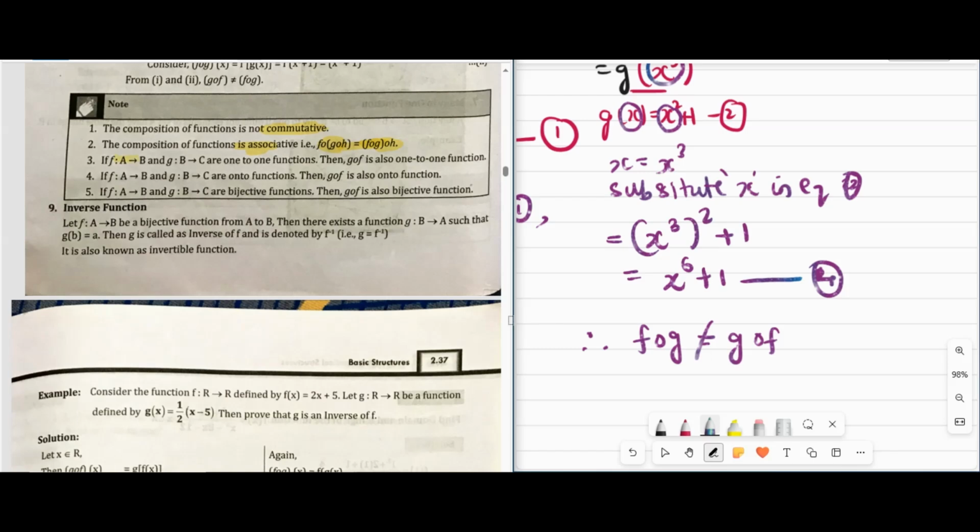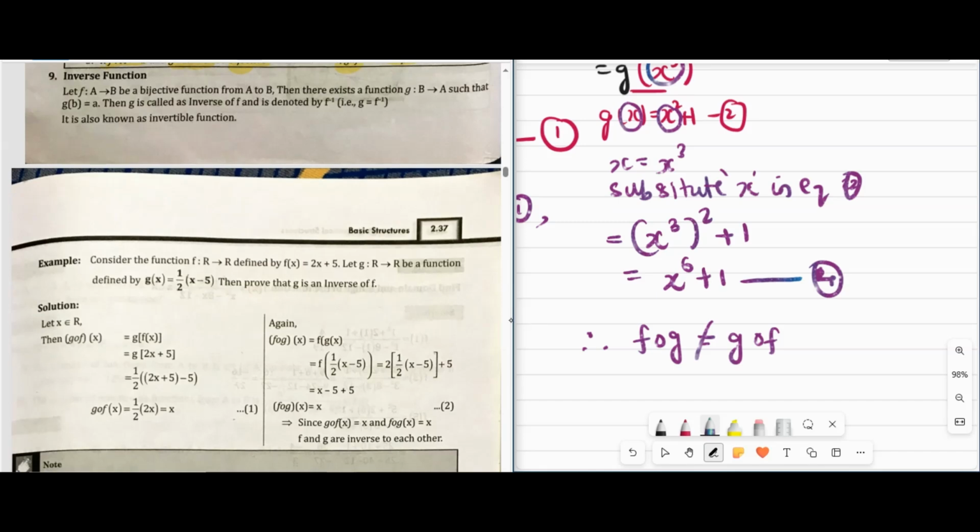If f from A to B and g from B to C are one-to-one functions, then g∘f is also one-to-one. If f from A to B and g from B to C are onto functions, then g∘f is also onto. If f and g are bijective, then g∘f is also bijective. That means if the functions are one-to-one, onto and bijective, the composite function will also be one-to-one, onto and bijective.